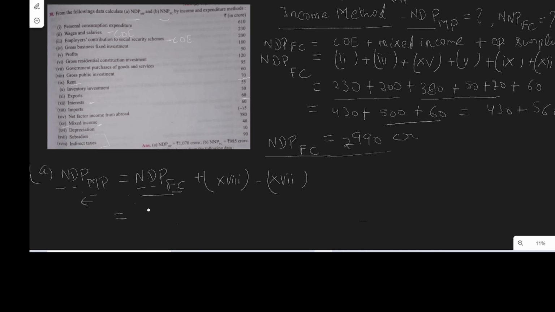NDPFC is 990. Then 18th item, that is indirect taxes, is 90. And 17th item, subsidies, is 10. So it is 990 plus 80, that is 1070 crore rupees. This is NDP MP, part A: 1070. By all the methods, we get the same result. That's it.